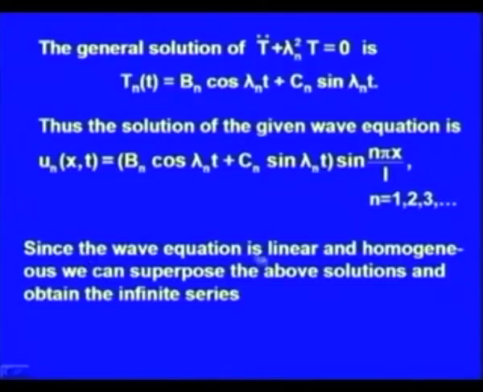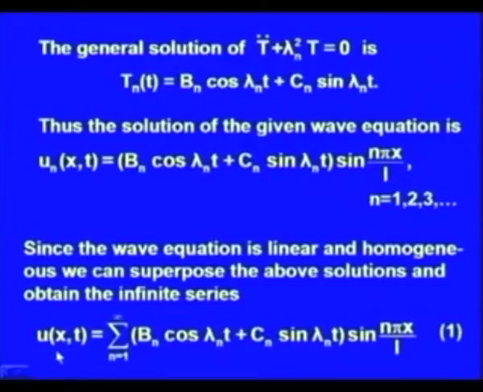Now, since the wave equation is a linear partial differential equation of second order and it is homogeneous, we can superpose the above solutions and obtain the infinite series u(x,t) equal to sigma n equal to 1 to infinity (B_n cos λ_n t + C_n sin λ_n t) sin(nπx/L). Let us call it equation number 1.